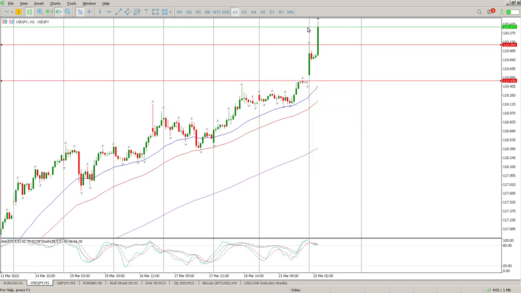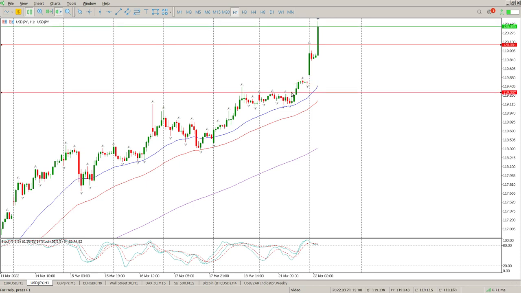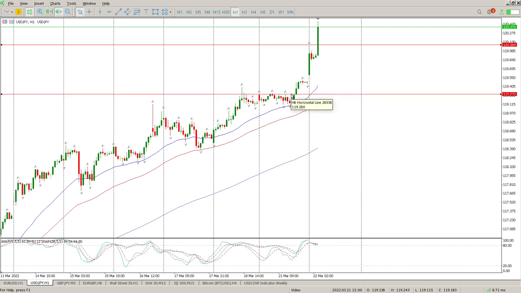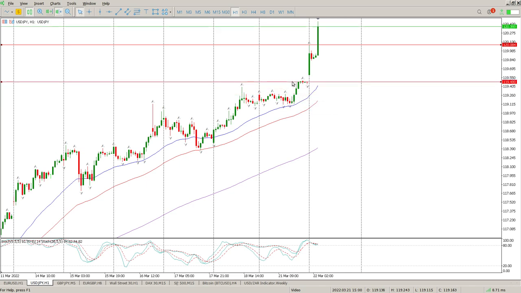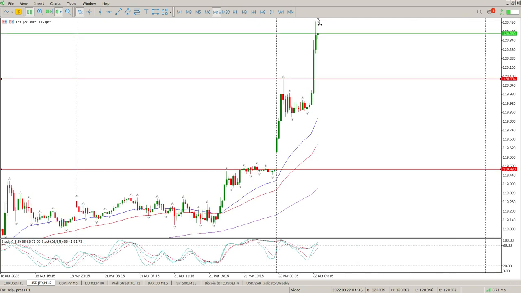So two options. If there is, by some miracle, a deeper pullback to close the gap, that would be an area to buy off, or even a little bit lower down around here at 119.280. So you're looking at about 119.480 to 119.280. That would be an area to buy off. Alternatively, you're looking for a retest of this area here, 120.084, and there are little gaps in this move as well.